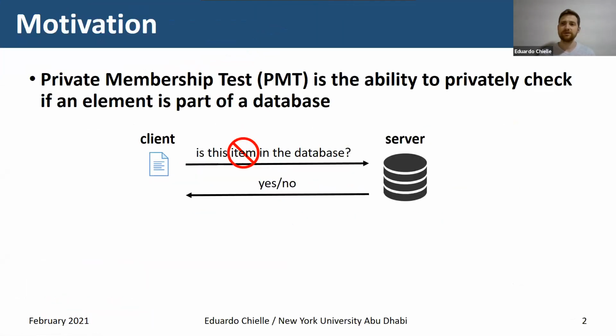So first of all, what is a private membership test? It is the ability to privately check if an element is part of a set or database. As you can see in this schematic, a client wants to check if an item, this document, is part of a database of a server. But the client wants to do that without telling the server what the item is. So this is the private membership test.